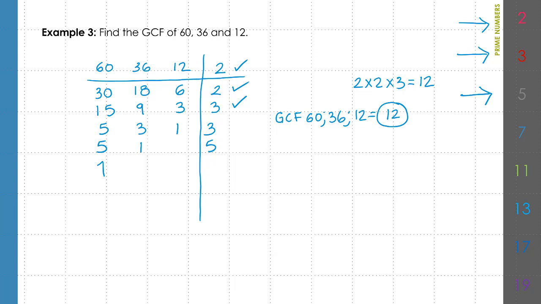Okay, so I hope this made clear how to find the greatest common factor between two or more numbers.